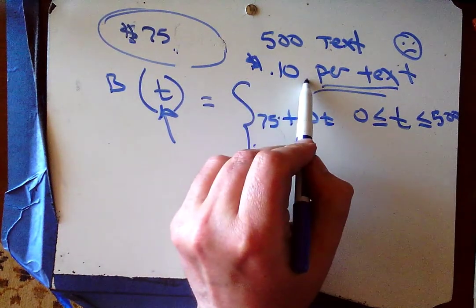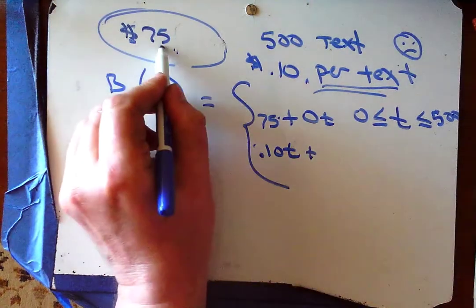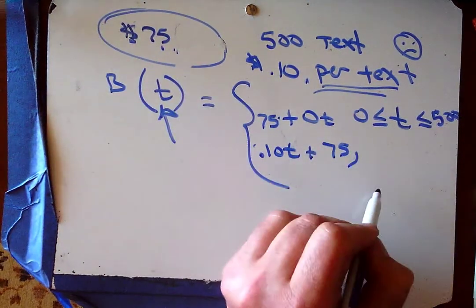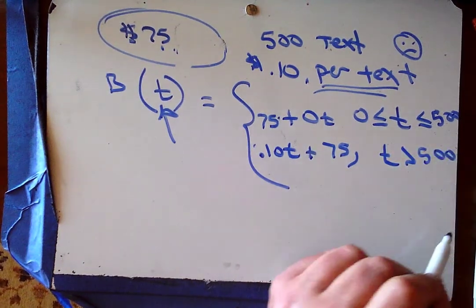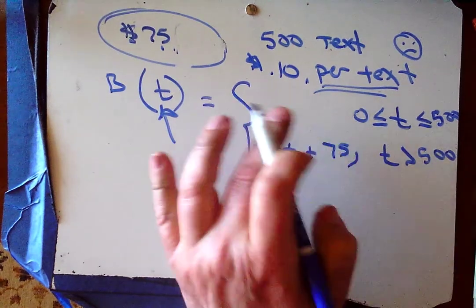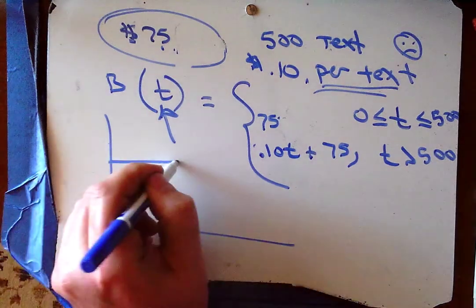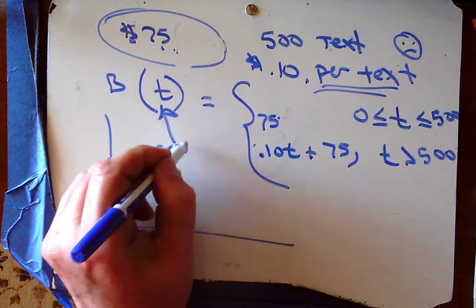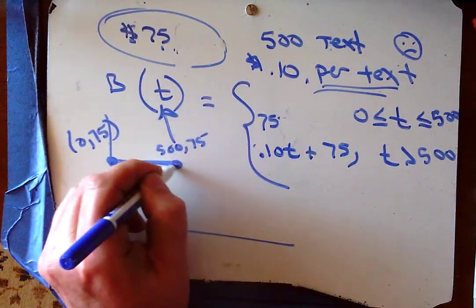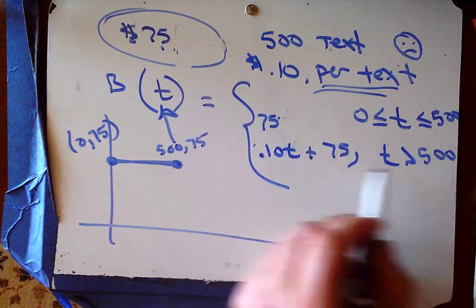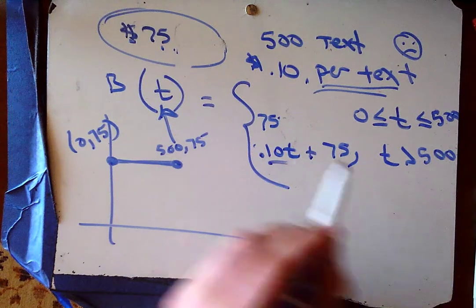Okay, so rate of change times the variable, 0.10 t, plus the initial amount. There we go. And what's this good for? This is good for t greater than 500. So we have here a horizontal line up to 500, 500, 75, 0, 75. And then, for anything above 500, we have this linear equation with a positive slope.